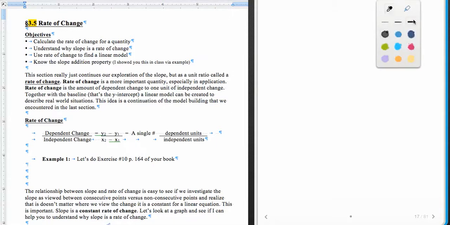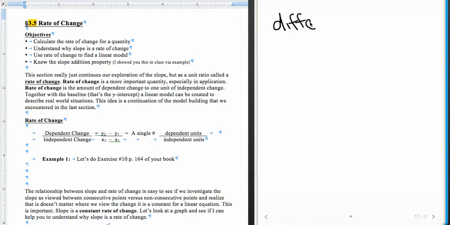Sometimes that difference is called something called a difference quotient, and you may hear that again if you go on and take a calculus class eventually. So difference quotient is what we think of as the slope formula. And then what this yields is a single number with a ratio of units. It's the dependent units to the independent units, and that's quite important.